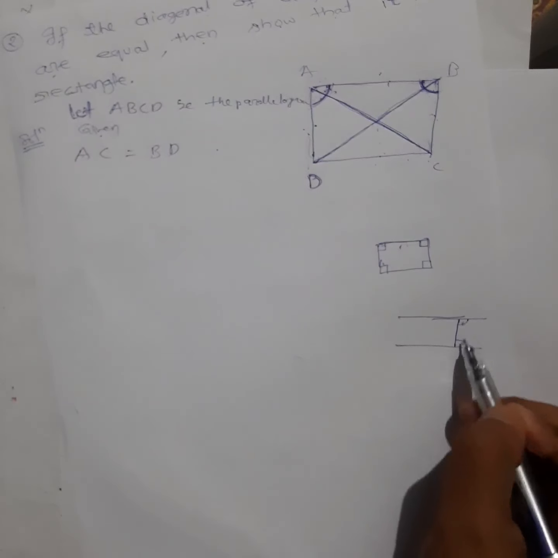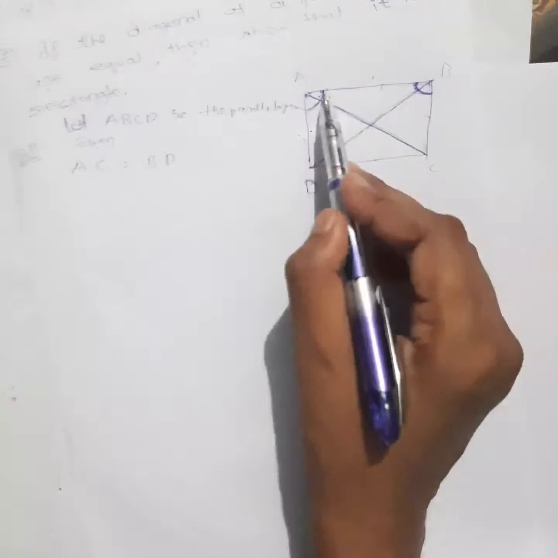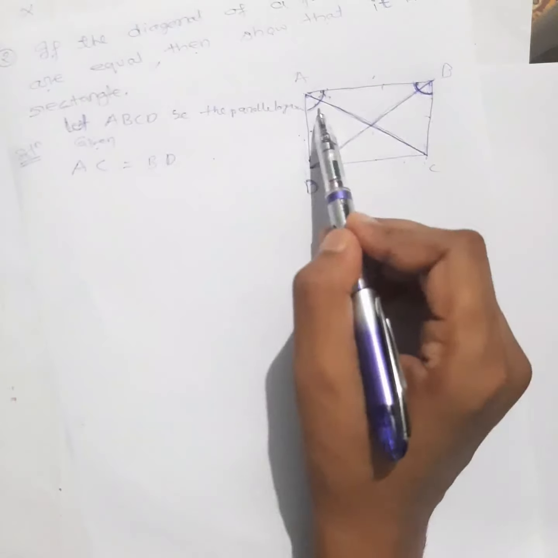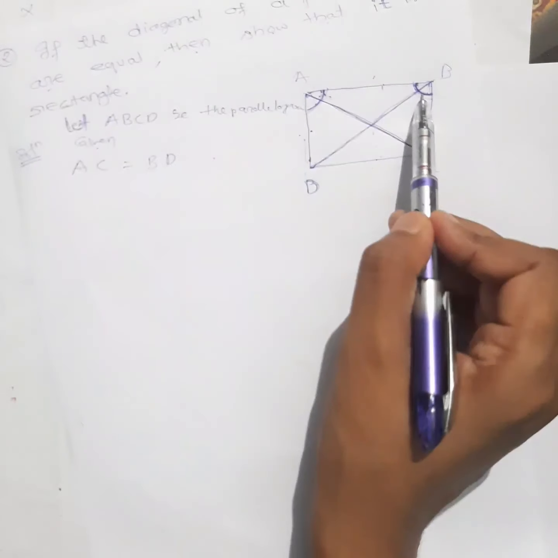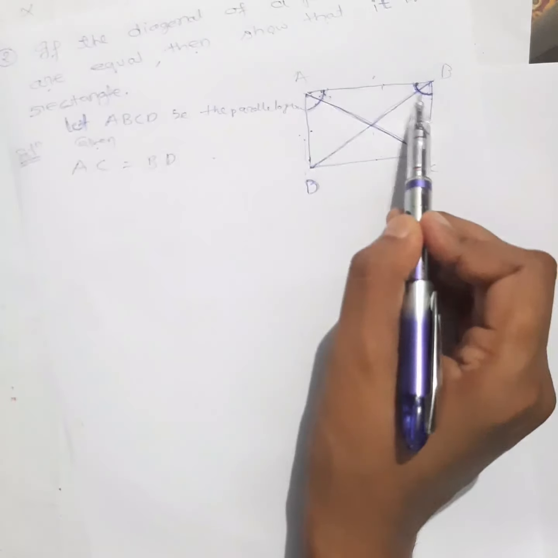So if this is supplementary, this must be how much? The sum must be 180 degrees, right? So this and this equal 180 degrees, and what does this 180 degrees mean? If I can show this and this are equal, that is the only thing I have to show. If I can show it is equal, then what can I say?